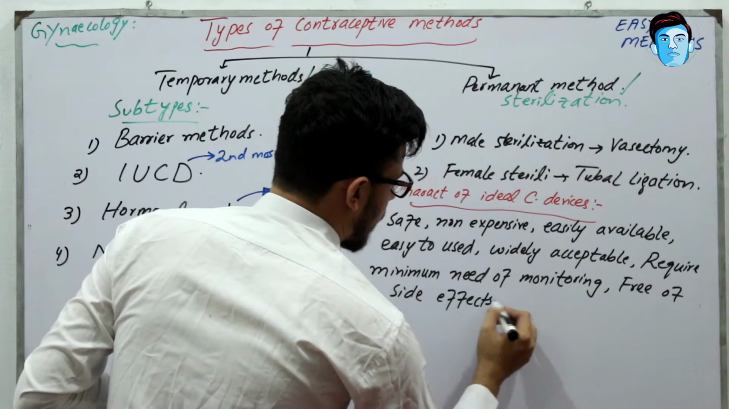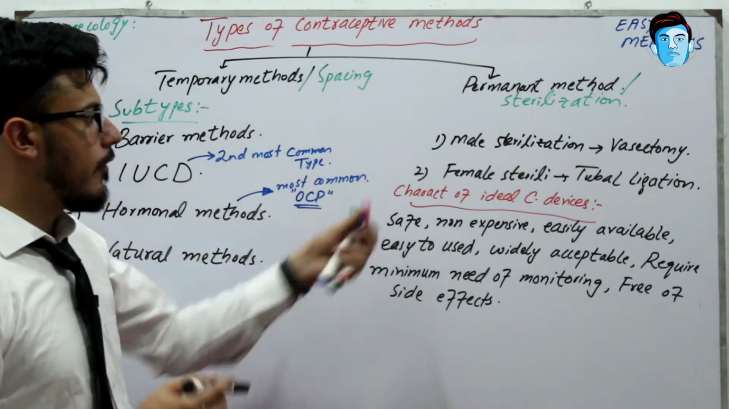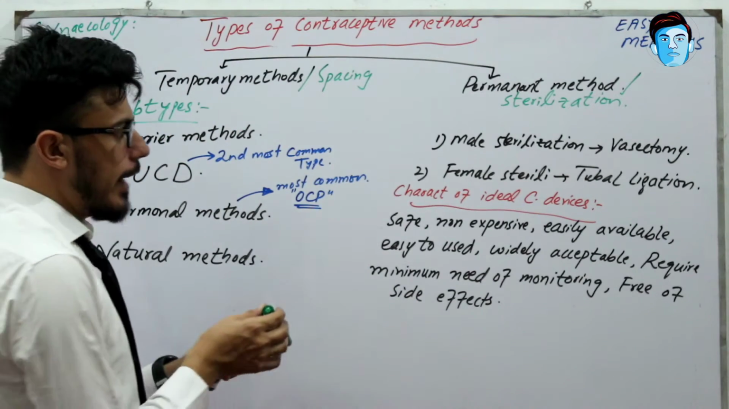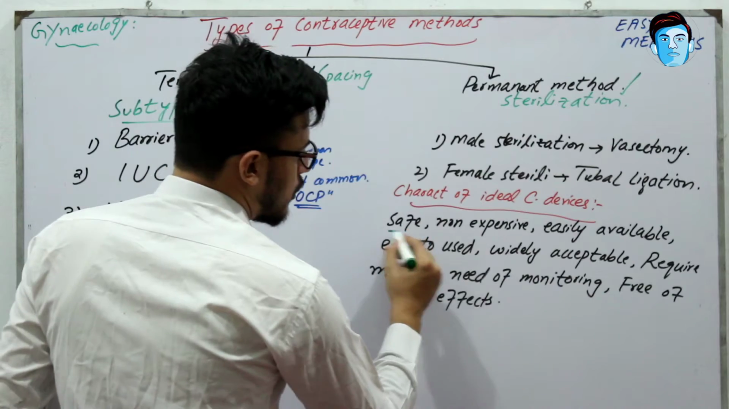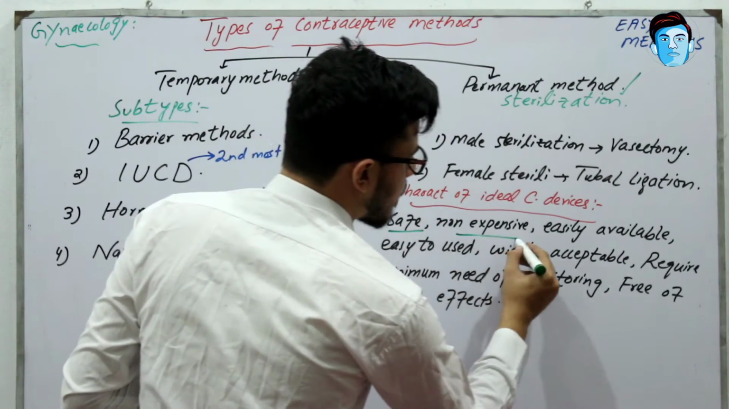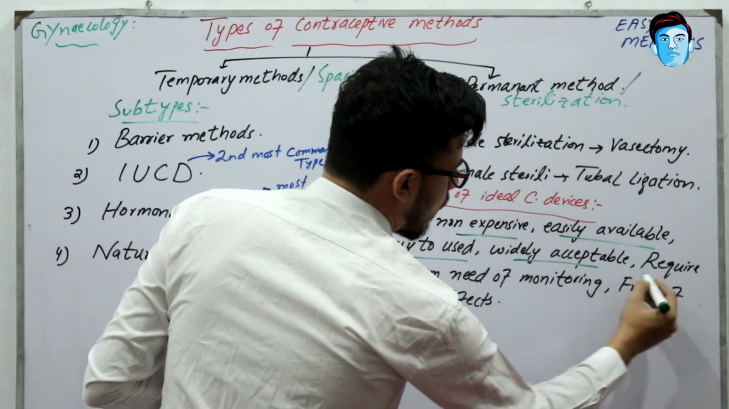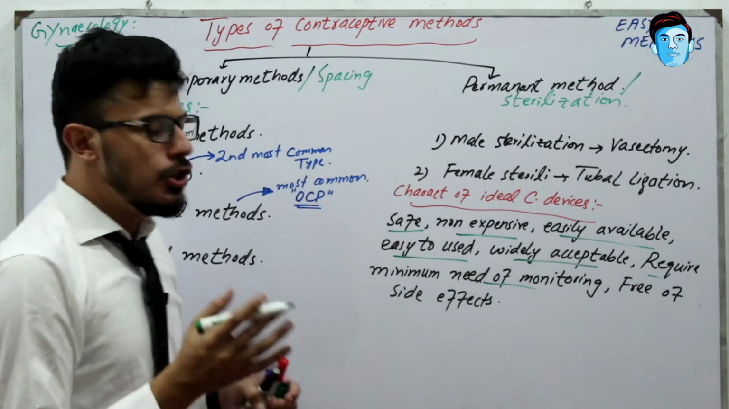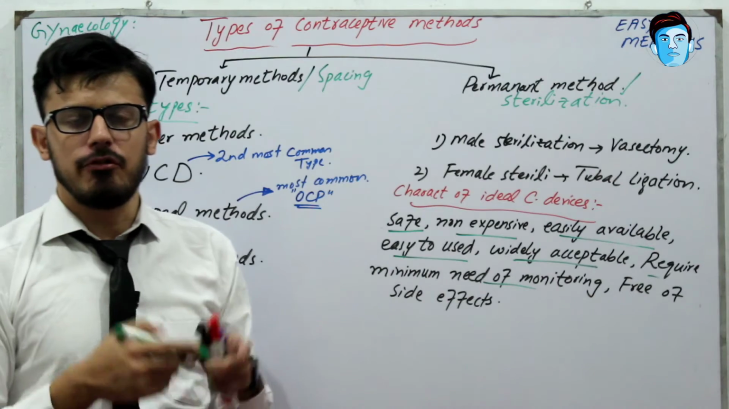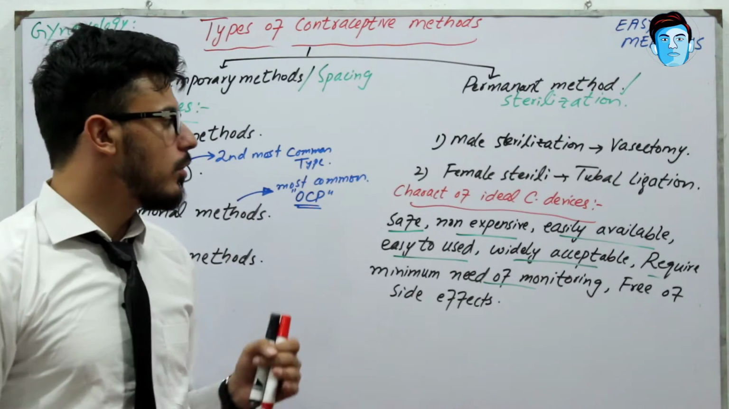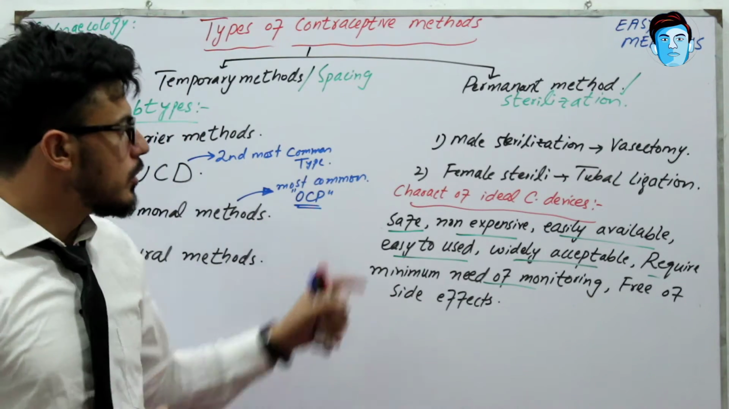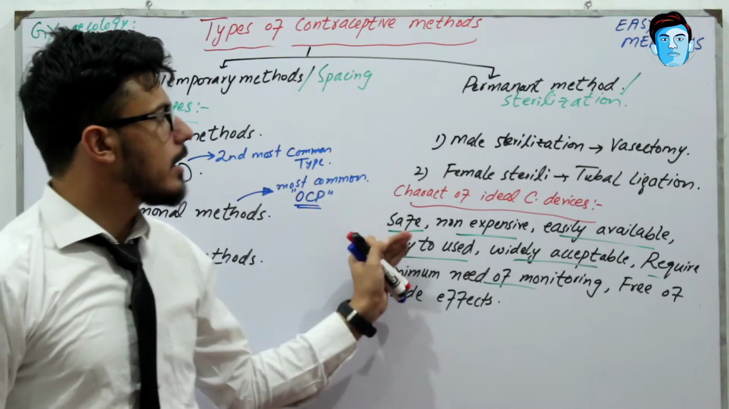So it is important. What are the characteristics of ideal contraceptive devices? The ideal contraceptive device should be safe, non-expensive, easily available, easy to use, widely acceptable, and requiring minimum monitoring, and it should be free from side effects. So these are the characteristics of an ideal contraceptive device.